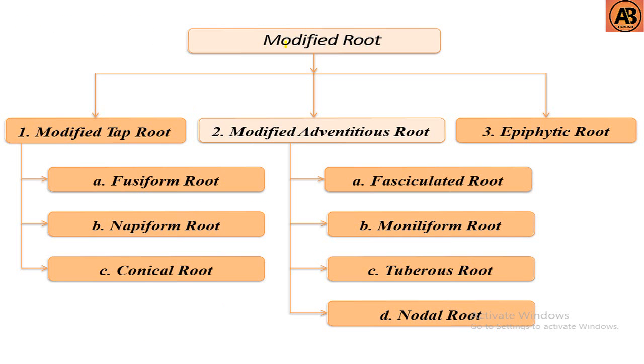Then here are modified roots. Modified roots are divided into three types: modified taproot, modified adventitious roots, and epiphytic root. Modified taproot is divided into three types: fusiform root, napiform root, conical root. And modified adventitious root is divided into four: fasciculated root, moniliform root, tuberous root, nodal root. So let's go to these types.